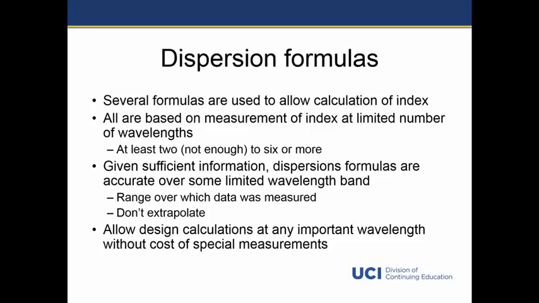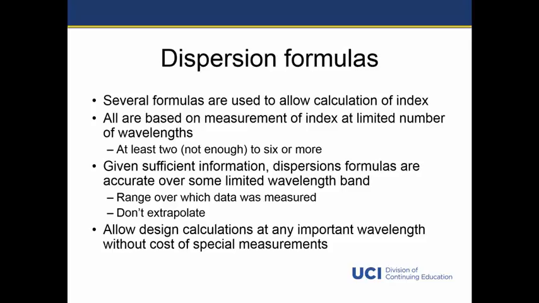Do not extrapolate. If you have index of refraction measurements over the visible wavelength region, so from say 350 nanometers to 750 nanometers, do not try to use that information to calculate what the dispersion is at 1 micron. You could be very, very wrong. Okay? But what dispersion formulas do allow you to do is, at appropriate wavelengths, calculate the design parameters without having to specifically have the index of refraction measured at that wavelength. A significant cost savings.